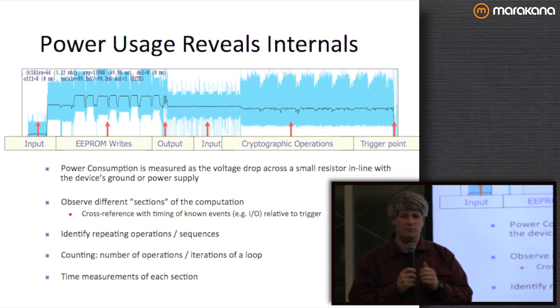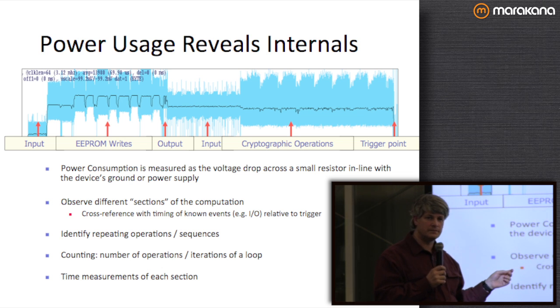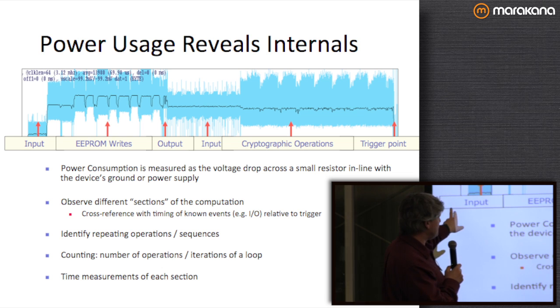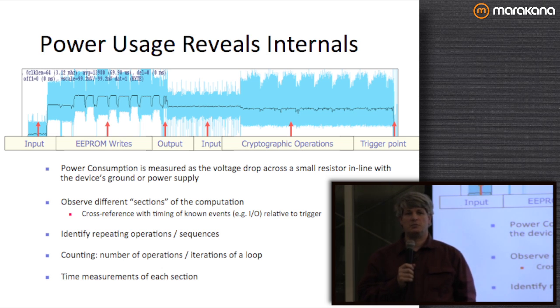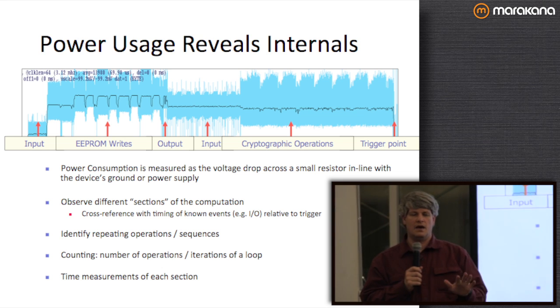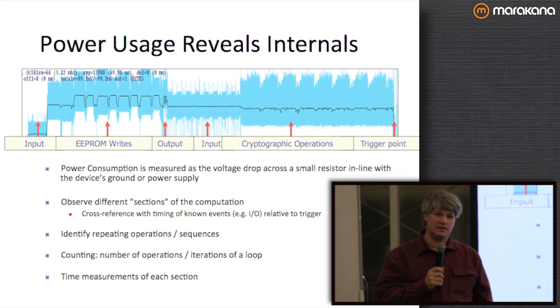OK, so the question is, what's the scale of this graph? This particular device is an 8-bit microprocessor. It's running just over 3 megahertz. And I think the sample rate is something like 100 megahertz. But you could probably get away with about a 30 megahertz sampling, like a USB sampling scope.